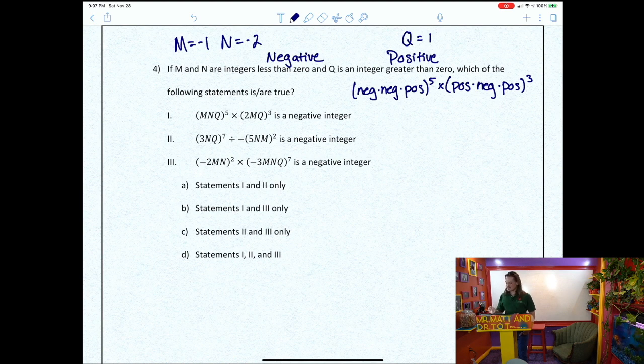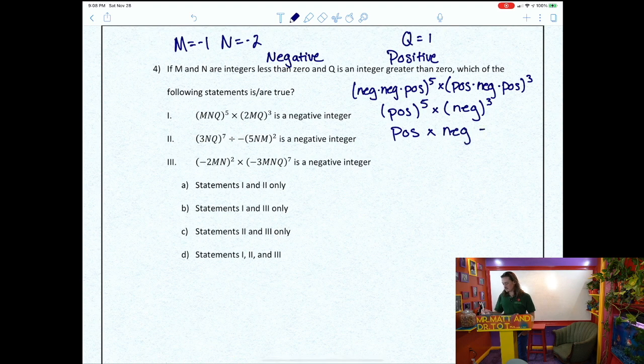So here we're going to have a negative times a negative, which is positive. That positive result times a positive will be positive. So we're going to have a positive number raised to the 5th power times a positive times a negative. That's going to be negative. That negative result times a positive will be negative. So that's going to be a negative cubed. A positive number raised to the 5th power is going to be a positive number. A negative number raised to the 3rd power, that's an odd exponentiation, so that's going to remain negative. A positive times a negative will be a negative product. So statement 1 is true.